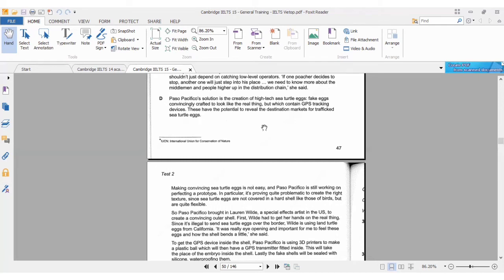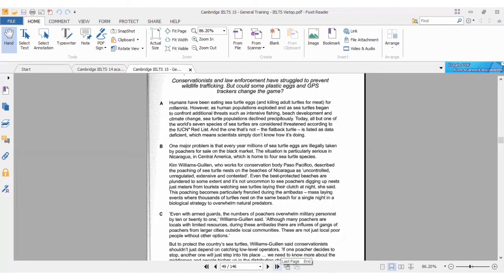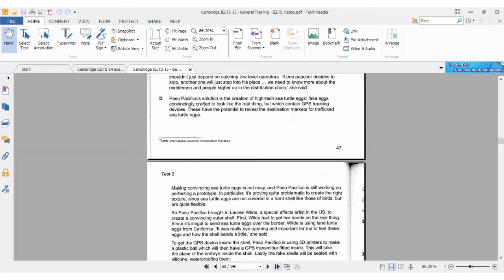I want you to be sure. I want you to be positive that your answer is correct. So let's quickly digest it. These have the potential to reveal the destination market for trafficked sea turtle eggs, making convincing sea turtle eggs. Can you see they are reiterating? Let me just go and show you the answer. Let me show you. Developing an item that appears true to life. Did you remember that word crafted, looks like, fake eggs? All of those words are describing your answer to you. But let's complete the reading, okay?